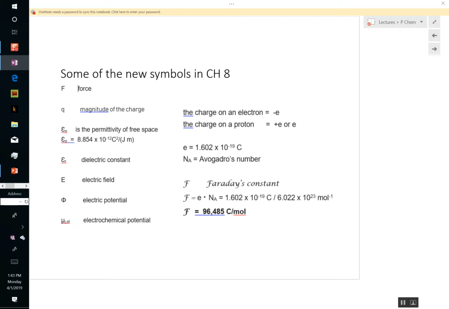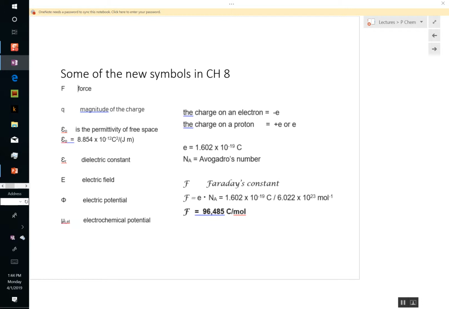2 epsilons, and they're very different from each other. Epsilon naught is this permittivity of free space. It actually is a constant, is a number. Epsilon sub r, that's an r there. That's the dielectric constant. Electric field, electric potential. Do you have the constant on here? Dielectric constant? The dielectric constant varies with the material. Okay. So different materials have different dielectric constants.